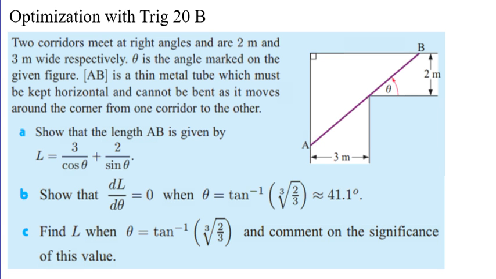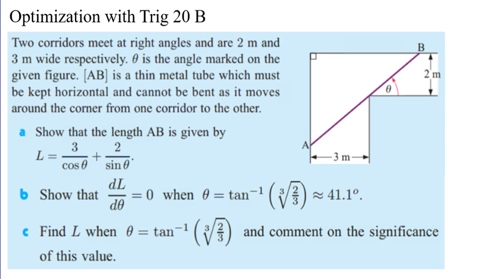So to begin with, understanding the problem, we have two corridors that meet at a right angle and are 2 meters and 3 meters wide respectively. Angle theta is the angle marked on the given figure. AB is a thin metal tube which must be kept horizontal and cannot be bent as it moves around the corner from one corridor to the other. So in the end, what we're looking at is what does, in essence, the length of AB have to be. So it says show that the length of AB is given by the following.